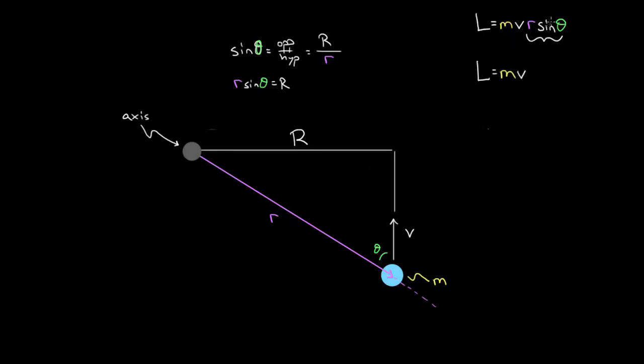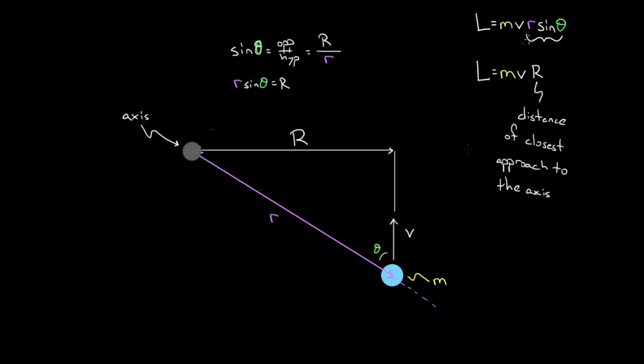And then if you don't want to have to worry about sine theta and all of that mess, just multiply by r, which is the distance of closest approach to the axis. So that's what this r is. This r is the distance of closest approach to the axis. And that's just this distance right here between the axis and the point where the ball will be closest to the axis.